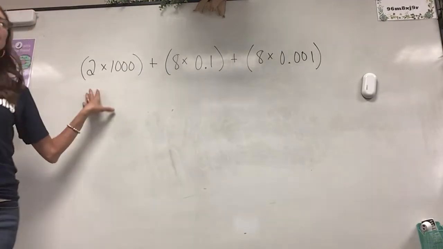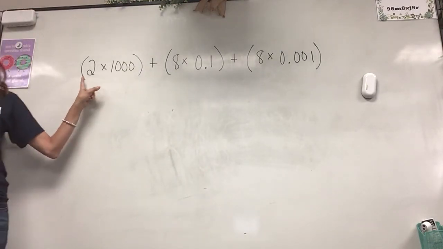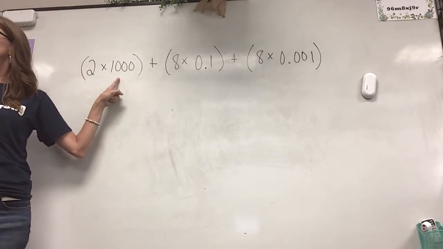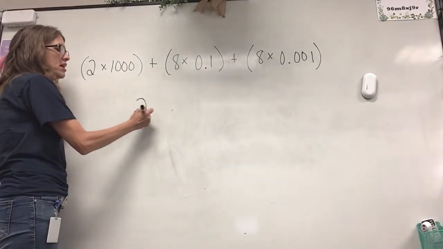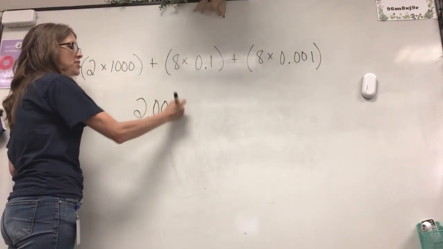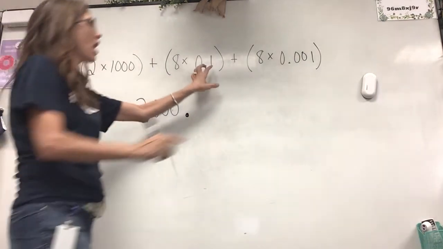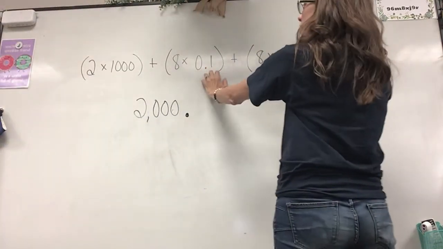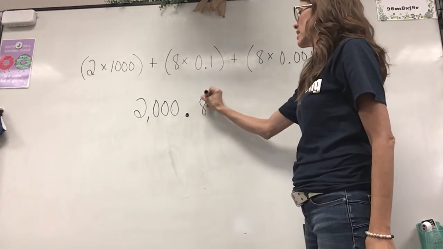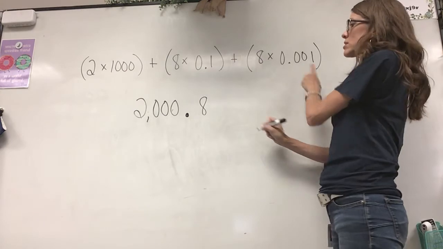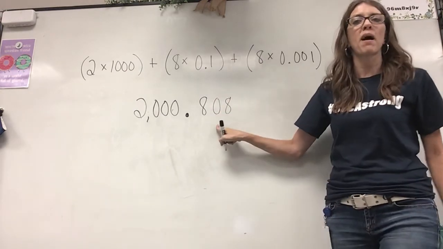Eyes up here. Is this right? So you have 2 in the what place? 1,000. 2 is going to go in the thousands place. So watch. This is the thousands place. Now these ones are parts of a whole, so they are after the decimal point. 8 goes in the tenths spot. And this 8 goes in the thousandth spot. So nothing is in the hundredths. I wrote a 1.